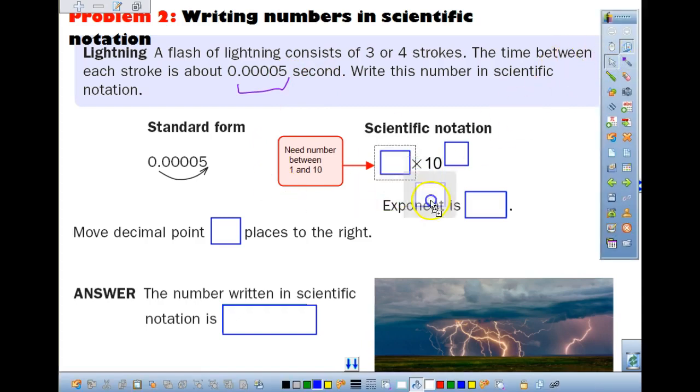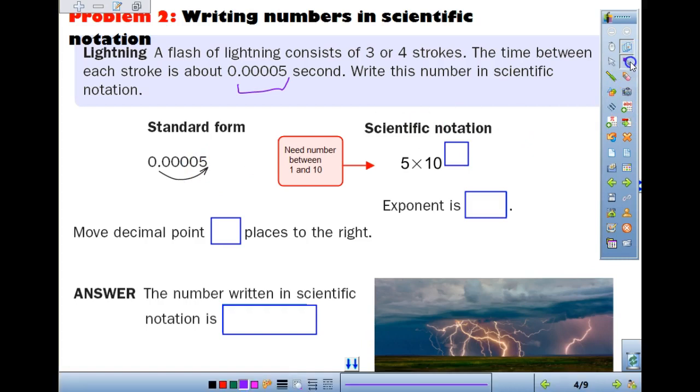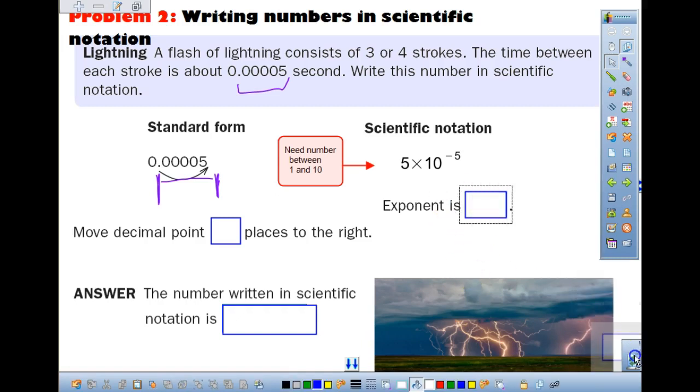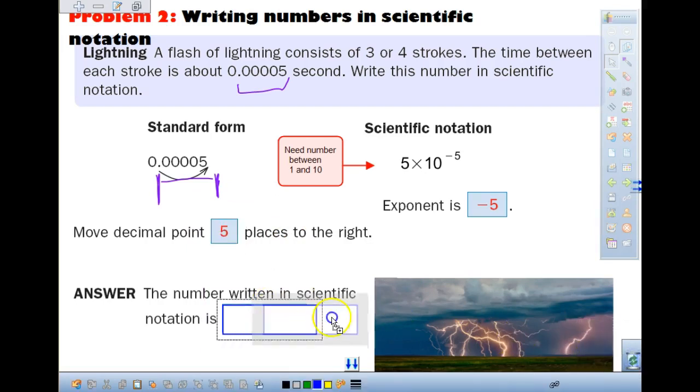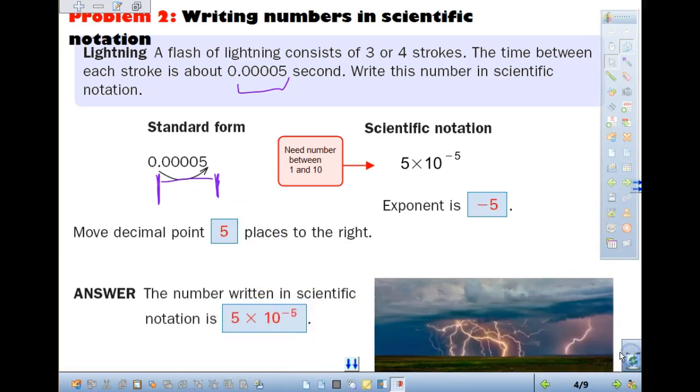That means the first number must be between 1 and 10, which means it has to be 5. We're going to move our decimal point over. If we are counting, how far are we counting going from this place value to over here? We should be counting 5 places. But since it's a small number, I'm not going to have positive 5, but negative 5. So the exponent is going to be negative 5. We did move our decimal 5 places. And in scientific notation, my final answer would be 5 times 10 to the negative 5.